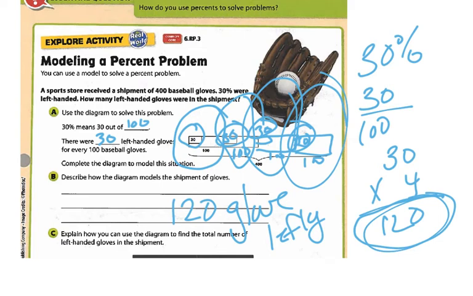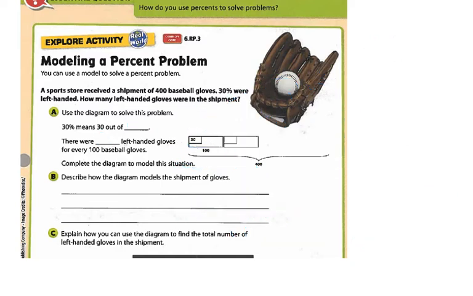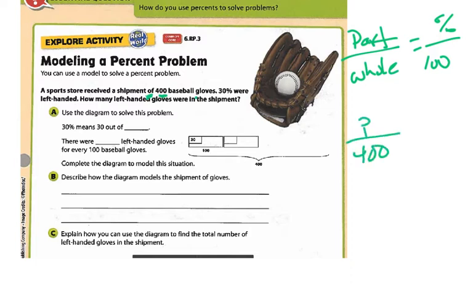So what I'm going to do now is I'm going to clear the ink here, and I'm going to set this up as part over whole equals percent out of 100. So part over whole equals percent out of 100. So we know a sports store received a shipment of 400 baseball gloves. Of 400, of being the key word, that means the whole is 400. I'm looking for the part, right? 30% are left-handed out of 100. So we set up our proportion here, part over whole equals percent of 100.